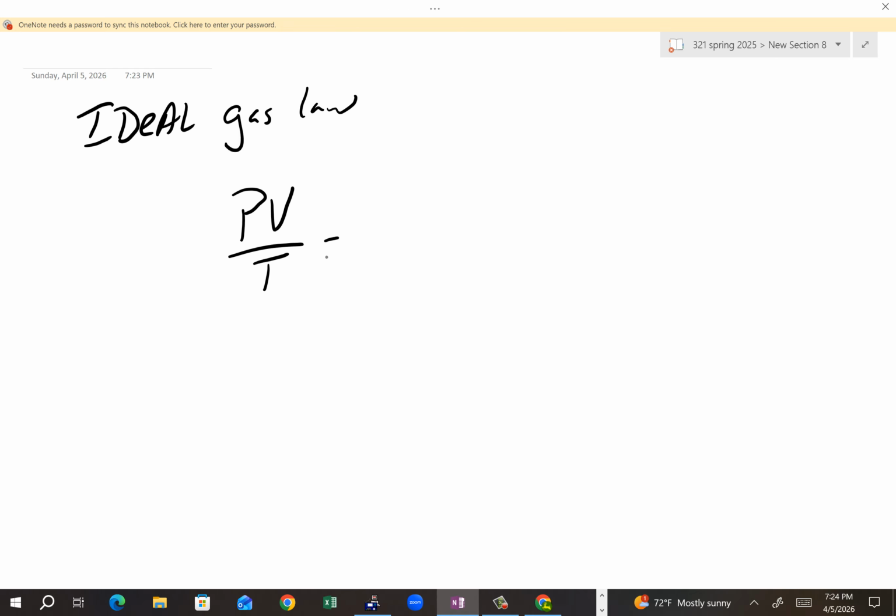Next thing I want to chat about is what's called the ideal gas law. Everybody has seen this. That is, the pressure times volume over temperature is a constant. The cool thing about PV over T as a constant is that if I tell you the initial and two of these, you could find the third one. The answer is obviously you could.